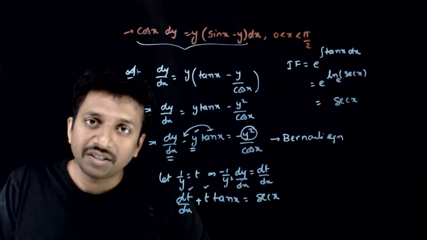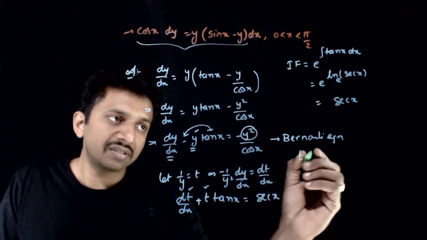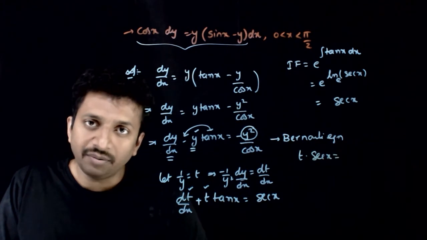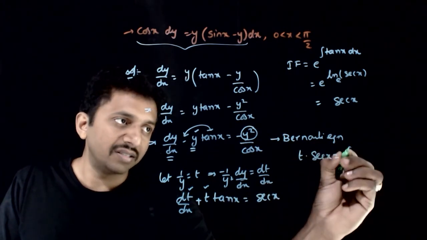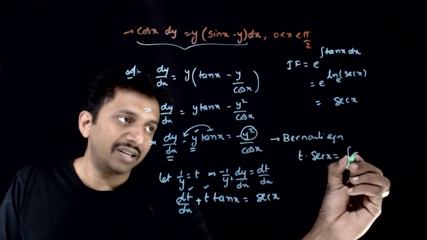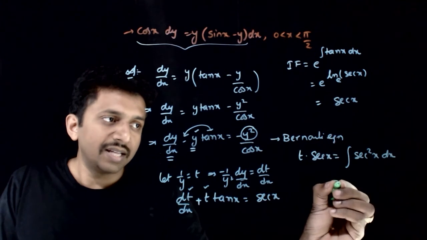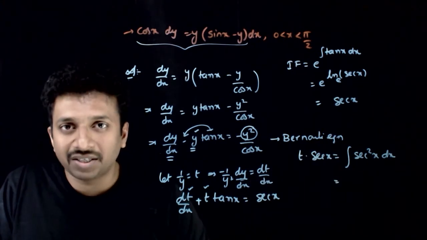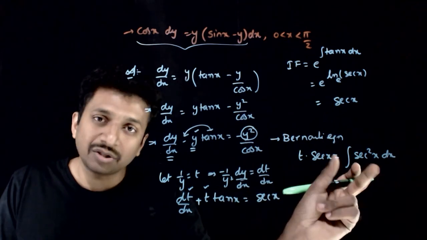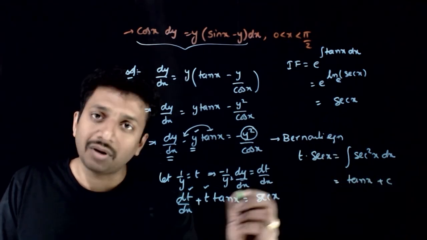Once you have the integrating factor, what is the solution of this equation? t times integrating factor, secant x, is equal to the integration of q of x times the integrating factor, that is secant square x dx. What is the integration of secant square x? The differentiation of tan x is secant square x, so the integration of secant square x is tan x plus some integration constant.